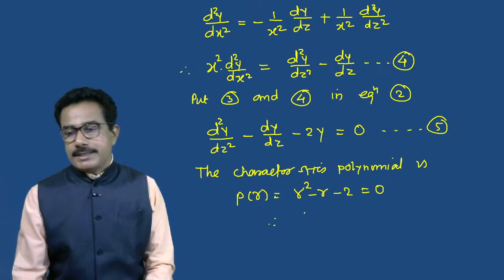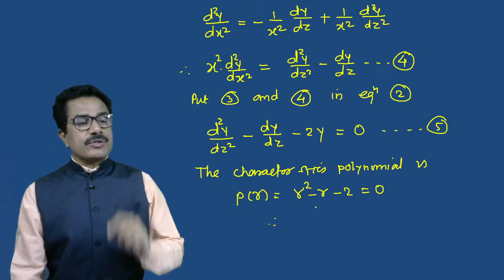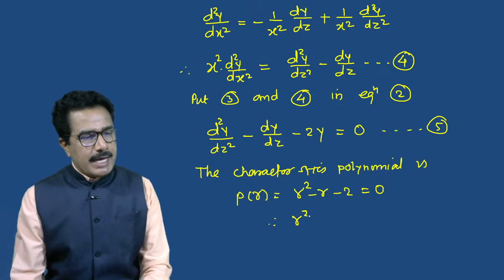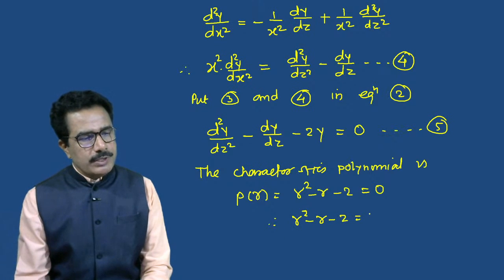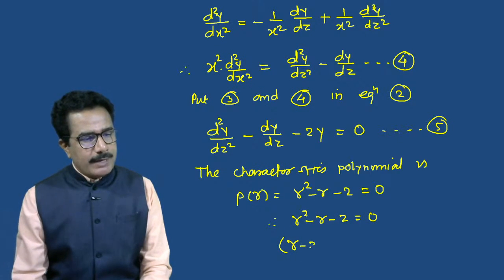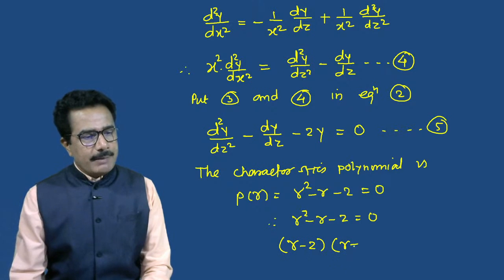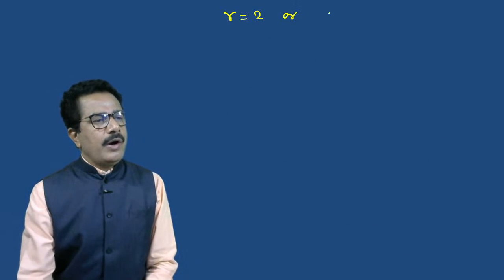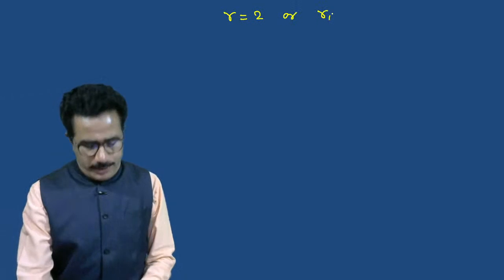So we can factorize. Tell me what are the factors of r square minus r minus 2. So we can write r square minus r minus 2 is equals to 0. So r minus 2, r plus 1 which is equals to 0. So r minus 2 is equals to 0, r plus 1 is equals to 0. So r is equals to 2 or r is equals to 1.